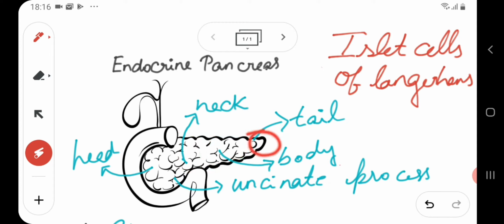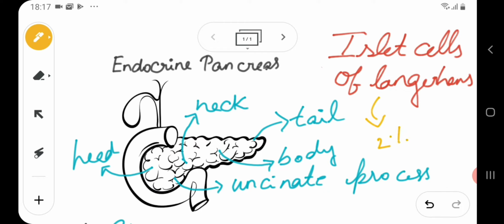body, and the tail. So, in endocrine pancreas, islet cells of Langerhans. This constitutes the endocrine part of the pancreas and it is scattered throughout the entirety of the pancreas, but the tail portion contains more of it. So, these islet cells of Langerhans constitute about 2% of the body weight of the entire pancreas.